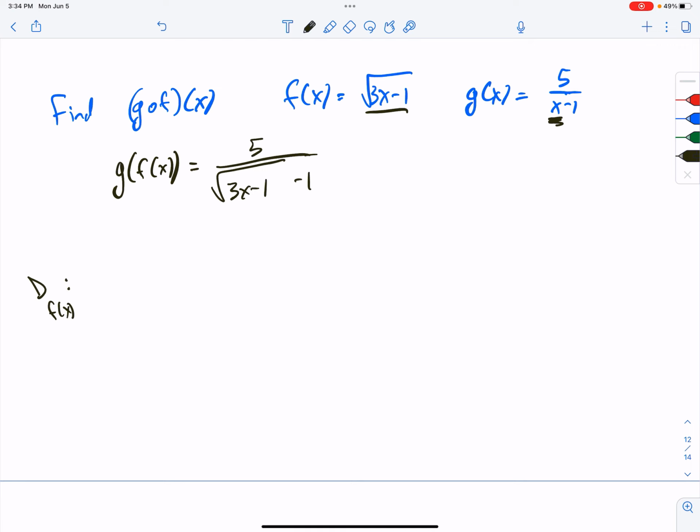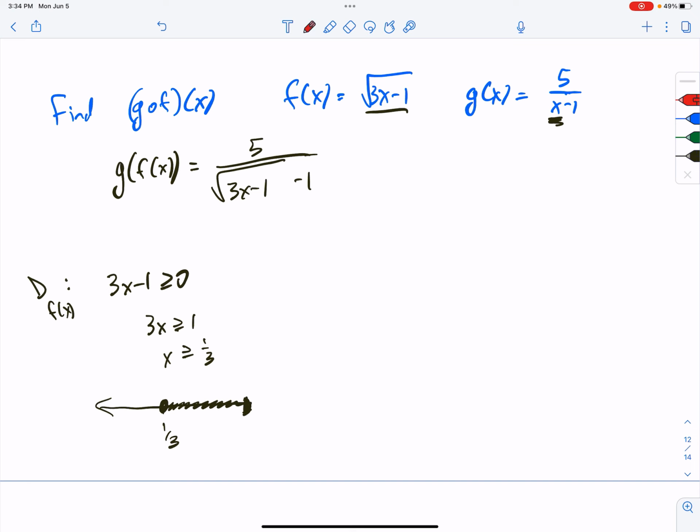The domain of f of x, well, because that is a radical function, I take the radicand, set it greater than or equal to 0, add 1 to both sides, divide by 3. So x has to be greater than or equal to 1/3. So if I put this on a number line, put 1/3 here. Since we're including it, we can put a closed circle there. So the domain for the input function is 1/3 and above.